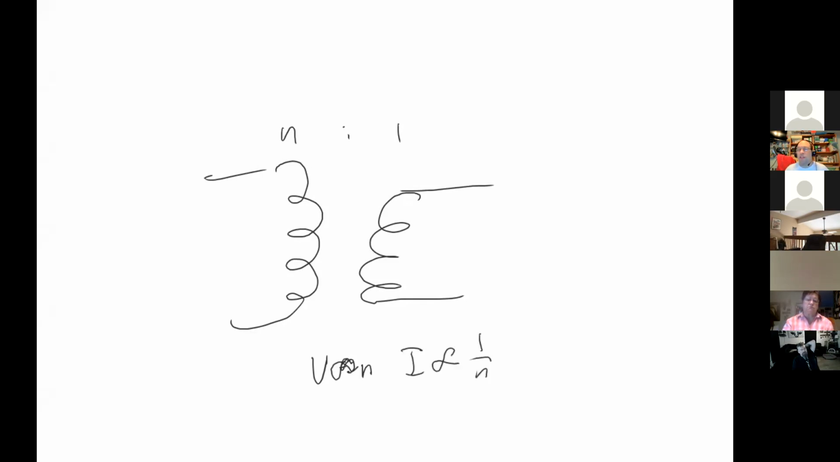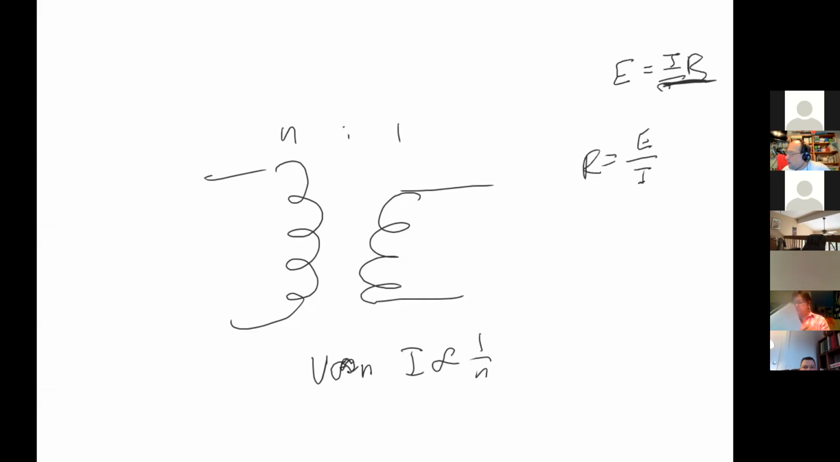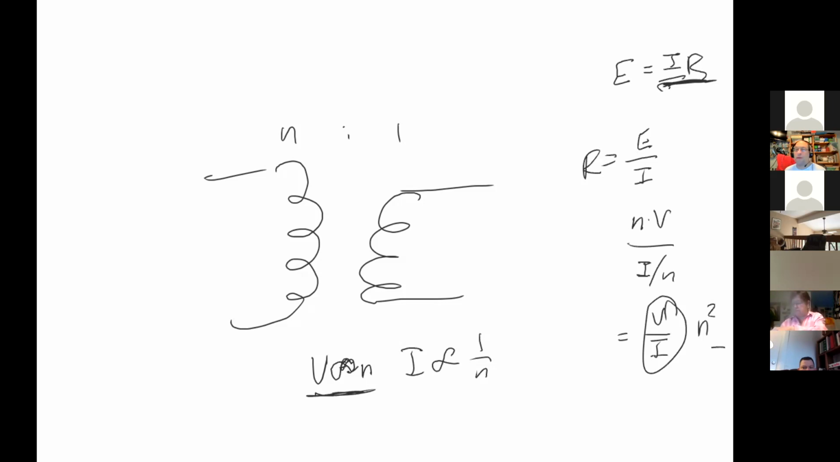What is Ohm's law? Somebody give me Ohm's law again. E equals I times R. All right, E equals I times R. So R is equal to E divided by I. Okay, so now what do I know about my turns ratio? It's multiplied by N times V. And what do I know about my current? I divided by N. So I have V over I, which is my initial resistance times N squared.